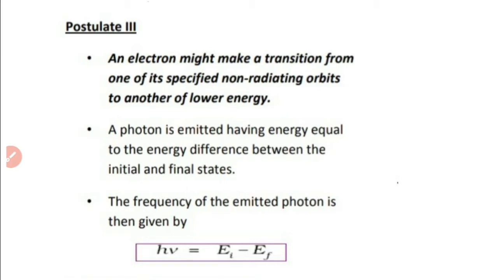And we can write the energy of the emitted photon, you know how to write the energy of a photon. We write it as h nu, where h is the Planck's constant and nu is the frequency. So h nu is equal to E_i minus E_f, where E_i is the initial energy, that means the energy of the electron in the initial state, and E_f is the energy of the electron in the final state. So the difference in energy comes as the energy of the emitted photon.